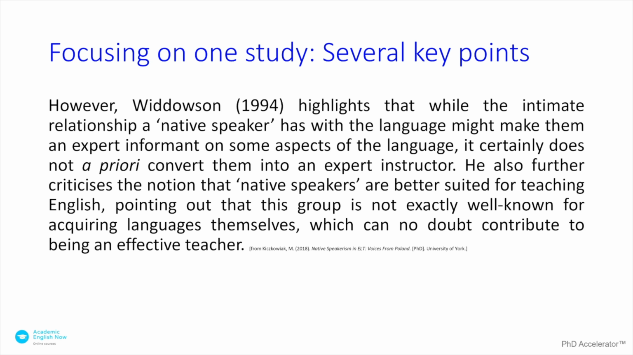But notice that we don't continuously refer to this study. We don't say Widdowson 1994 after every single sentence. For example, the second sentence starts with, he also further criticizes. And we know that he refers to Widdowson because that's the only previous researcher that has been mentioned, right? And it's not necessary to put Widdowson at the end of that sentence again, right?